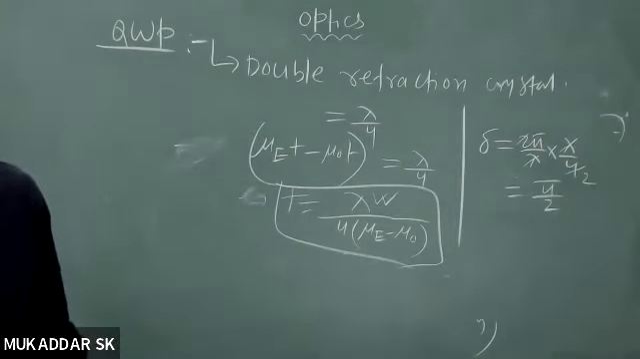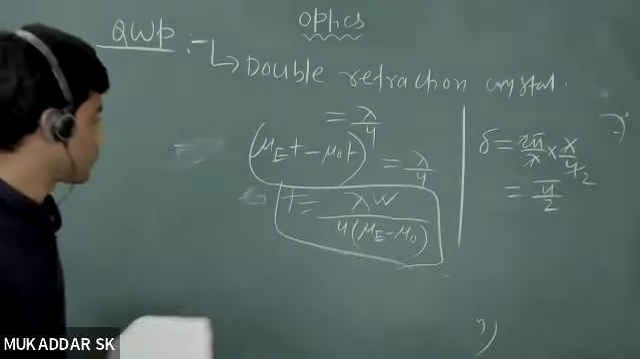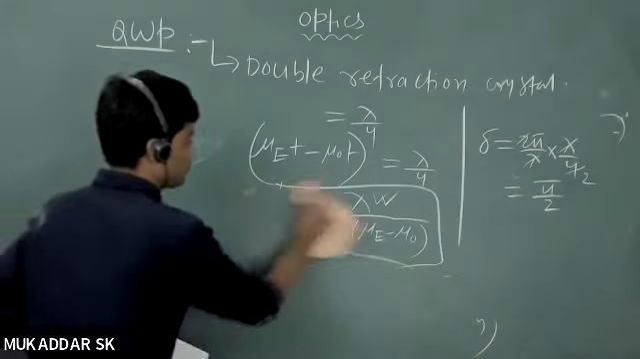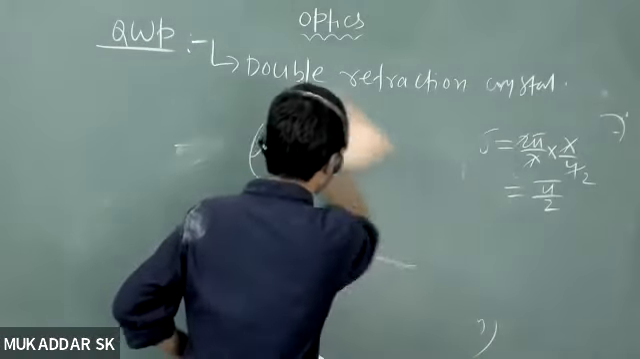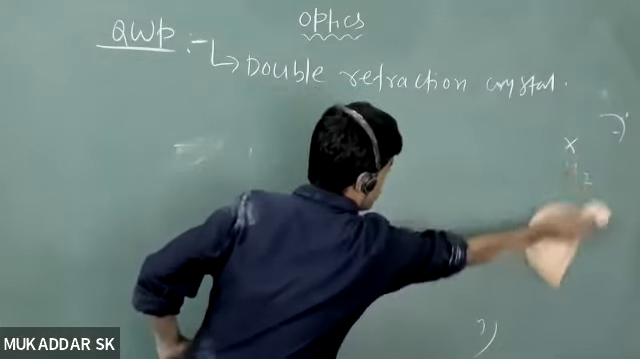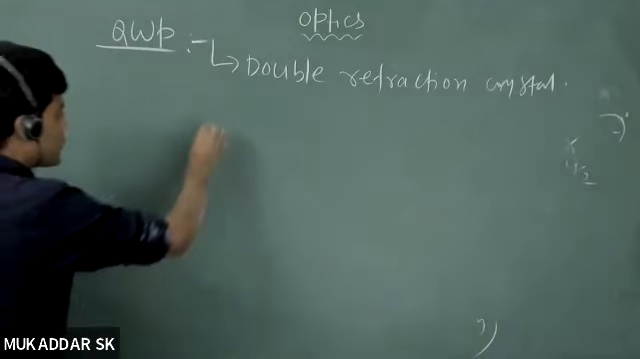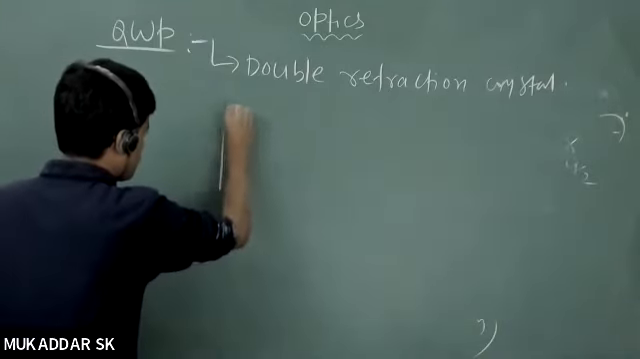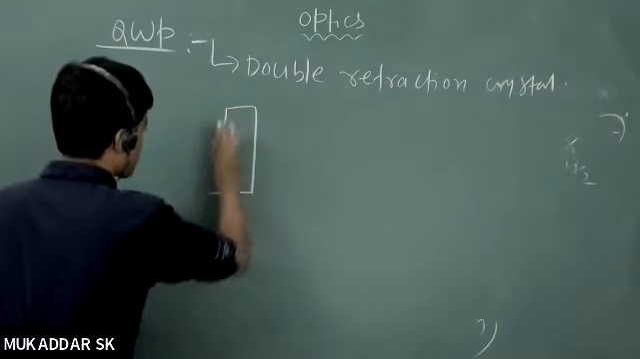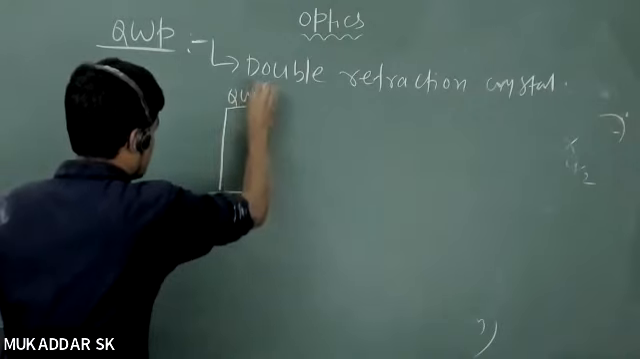If we have a quarter wave plate, the phase difference between the two rays will be pi by 2. Sorry, phase difference will be pi by 2 and path difference will be how much? That will be lambda by 4. Now suppose you have a quarter wave plate. This is your quarter wave plate.